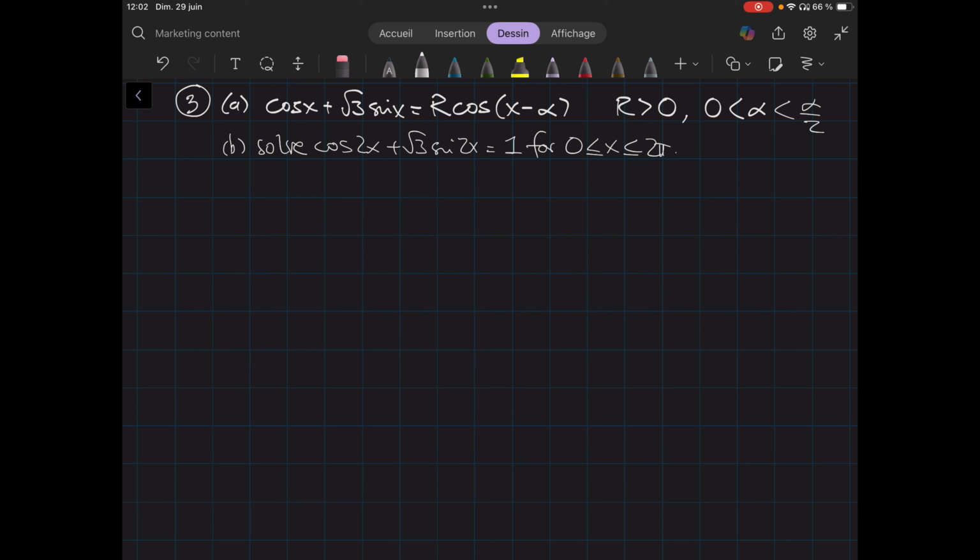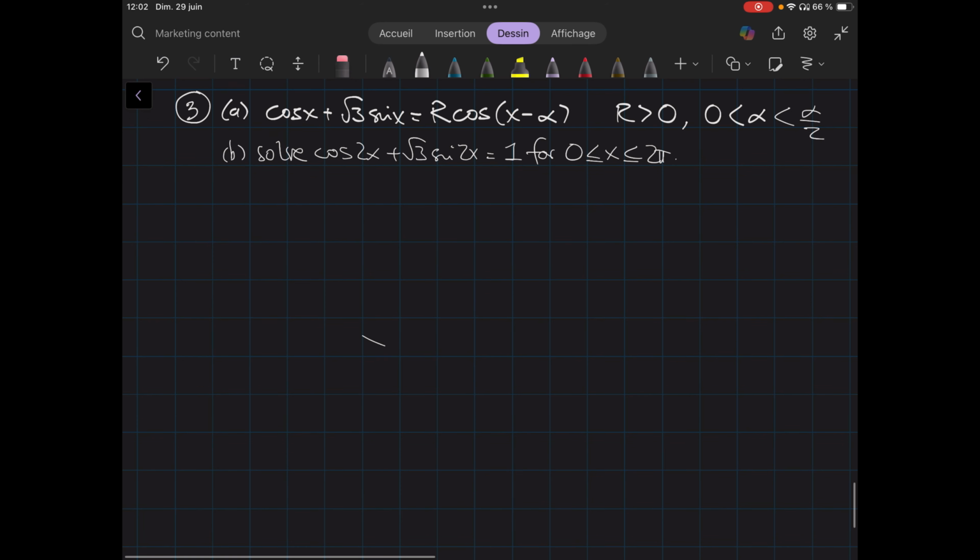Moving on to question 3. In part A, we're asked to express cos of x plus root 3 sine of x in terms of r cos of x minus theta. So, using the compound angle formula for the right-hand side, we have the following.